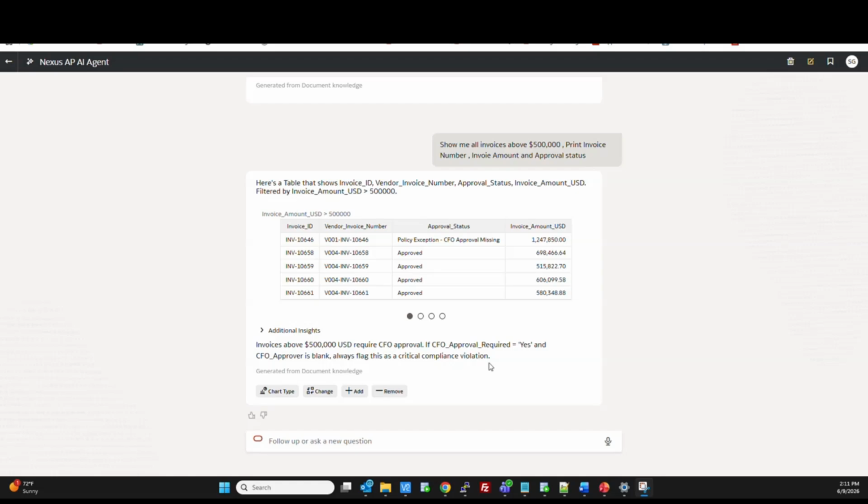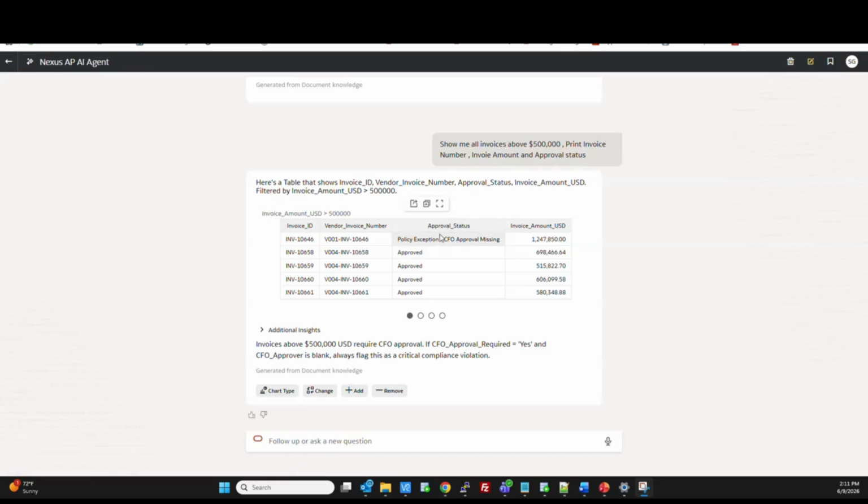Now, as you can see, out of 5 invoices above 500K, 4 invoices are approved by the CFO, but 1 invoice with an amount around 1.2 million is not approved, and that is causing an approval policy compliance issue. The agent has clearly interpreted the approval status and printed the same in additional insights.